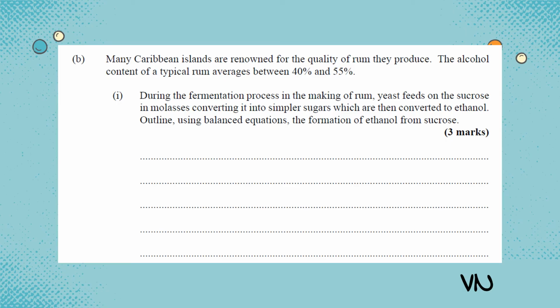During the fermentation process in the making of rum, yeast feeds on the sucrose in molasses, converting it into simple sugars, which are then converted to ethanol. You are to outline, using balanced equations, the formation of ethanol from sucrose.